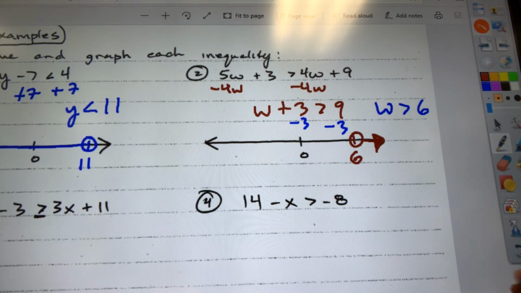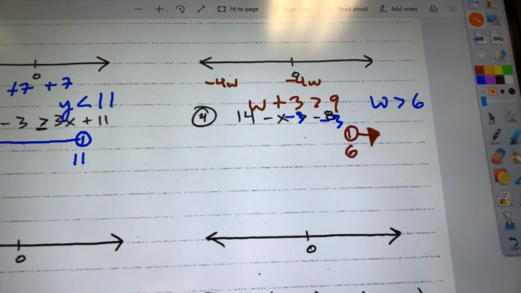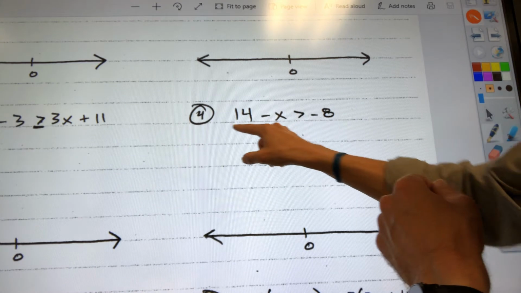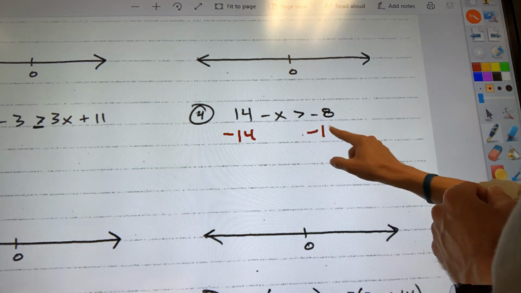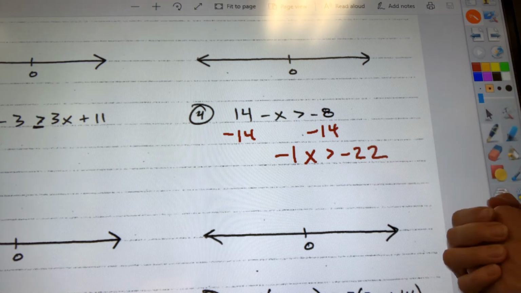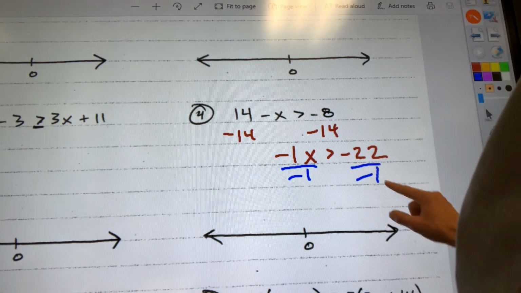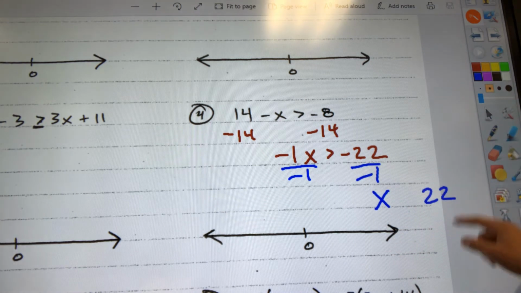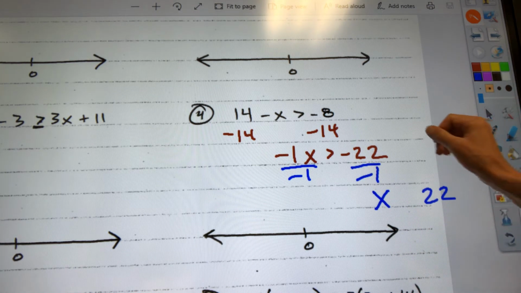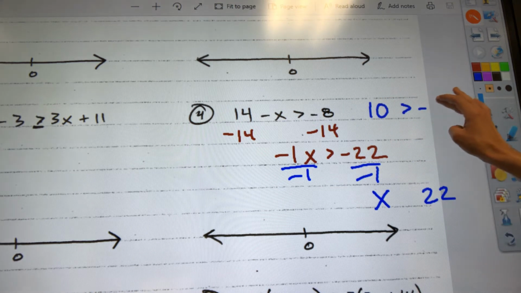Let's talk about 3 and 4, but 4 is looking at us right now, so let's do 4 first. All right, that is a -1x, so be careful. I'm going to subtract 14 from both sides. -1x is greater than -22. I'm going to divide by a -1. Now be very careful. Let's back up here. Here's a fact: 10 is greater than -2. I don't think anyone would dispute that.